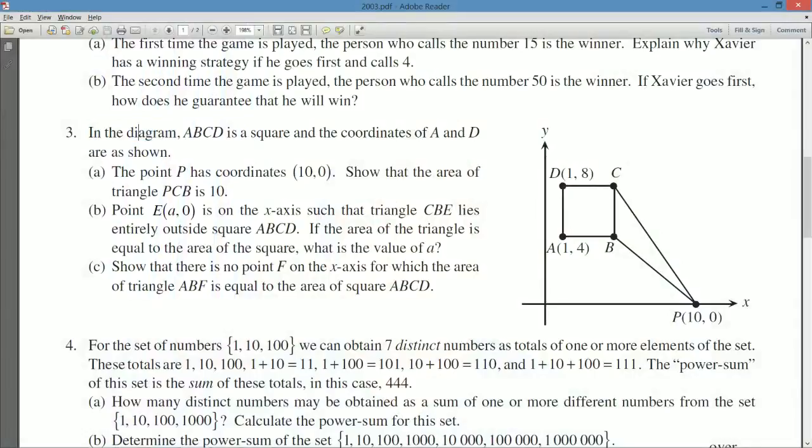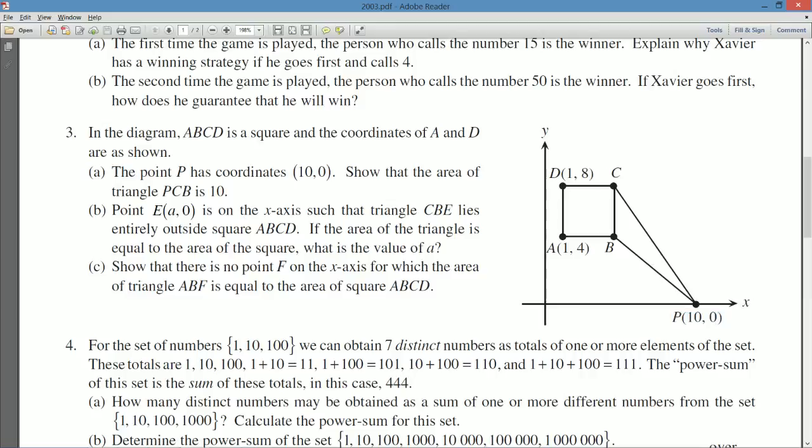In the diagram, ABCD is a square, and the coordinates of A and D are as shown. So A is at 1, 4. D is at 1, 8. So x-coordinate 1, y-coordinate of 8. That's why D is higher than A. We're not given a whole lot of information in the preamble. Part a: the point P has coordinates 10, 0. Show that the area of triangle PCB is 10.